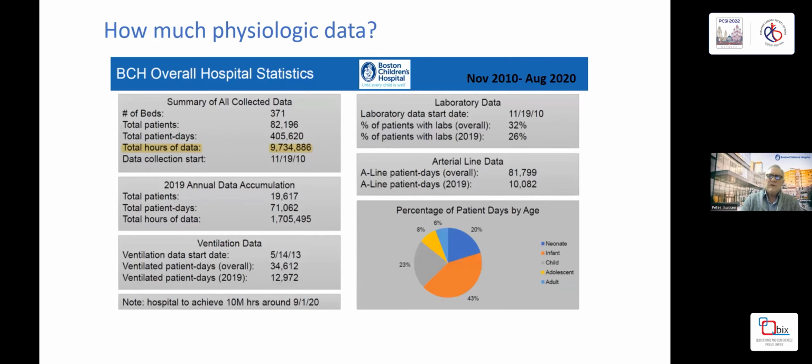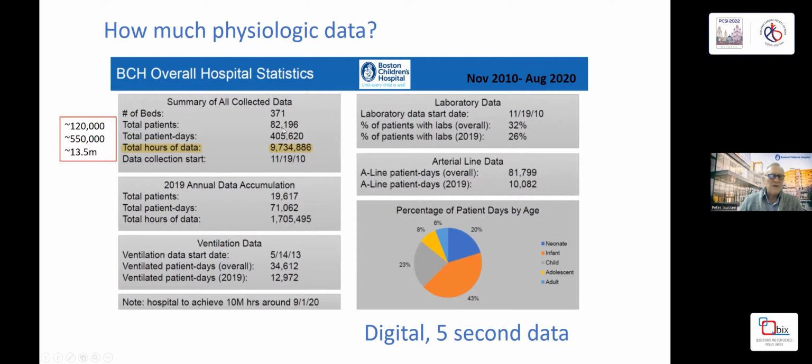How much data are we dealing with? Well, this is Boston Children's Hospital. I took it just for the last 10 years, well, up to August 2020. And this is data collected on the T3 platform. It's digital data of all physiologic signals streaming from patients in the intensive care unit. It's data collected at 5-second intervals. The total hours of data through August 2020 was just under 10 million hours of data in 82,000 patients.